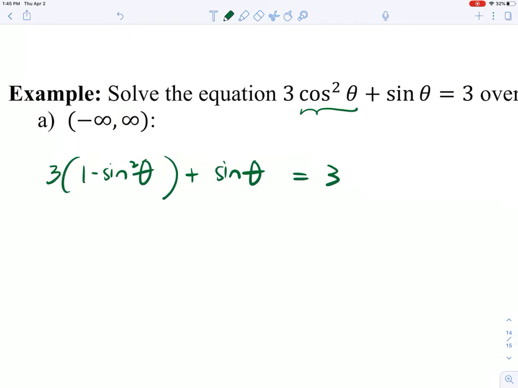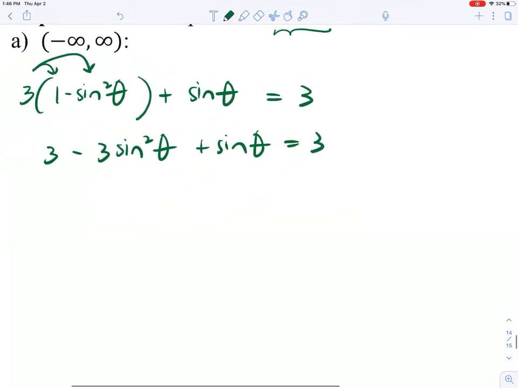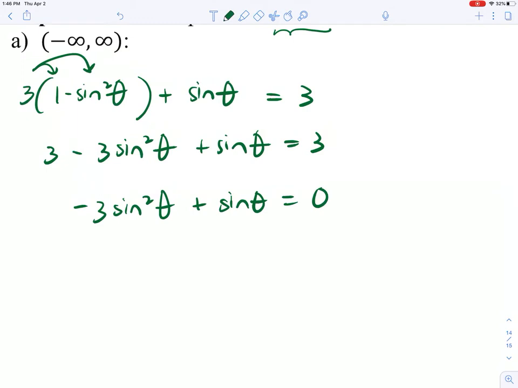Okay, so now I have a quadratic-like trig equation. If we distribute that 3 in, we'll have 3 minus 3 sine squared theta plus sine theta equals 3. And I could subtract 3 from both sides of the equation, leaving me with -3 sine squared theta plus sine theta equals 0.